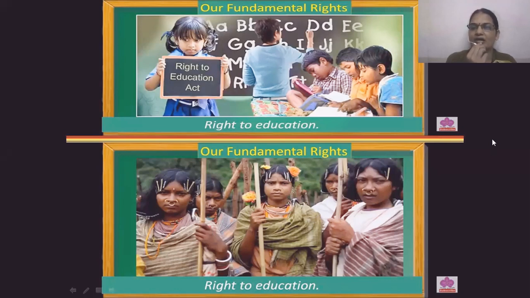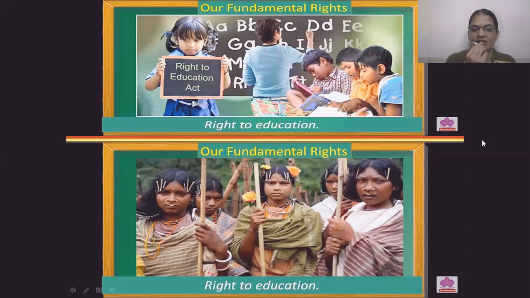People are free to get any type of education, and it's not that they have to stay in a particular area only to get education. No, they can move to any part of the country to get the education. Anywhere they can move. If they have to get education from Delhi or abroad also, they can go. They can get the education.